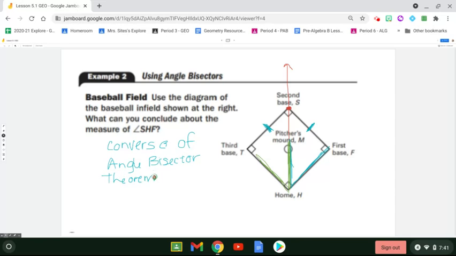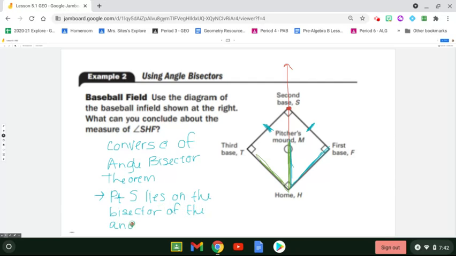Because we know that those two sides have to be congruent, then we know that this point S lies on the angle bisector, okay? So we can say point S lies on the bisector of the angle.